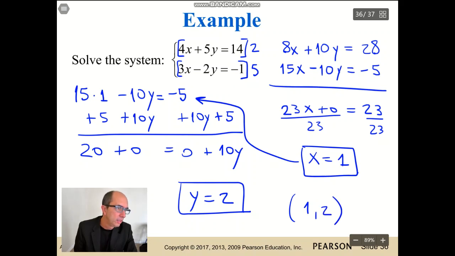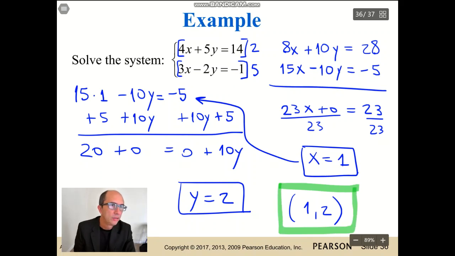Plug this into the original system to check, to confirm if it is really a solution for the system of equations.